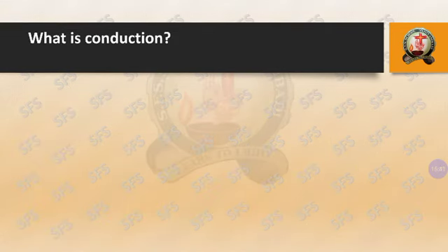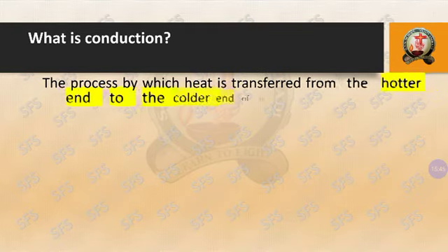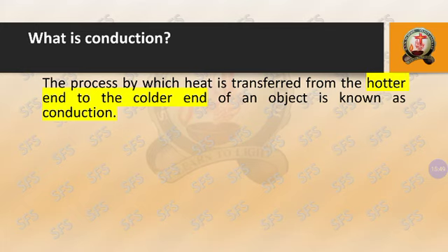Now here we come across a topic called conduction. So what is conduction? The process by which heat is transferred from the hotter end to the cold end of an object is known as conduction. So this process, whatever I have explained now, how the transfer of heat is taking place from hot area to cold area or hot object to cold object, this process only we call conduction. In physics terminology we call this conduction.